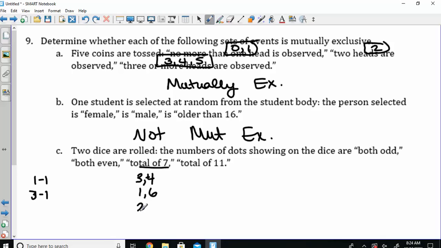3 and 4, 5 and 2. Are any of those both even or both odd? No. So we still don't have any overlap. Total of 11. What would add up to 11? 6 and 5. Do those also add up to 7? No. Are they both even or both odd? No. So this is mutually exclusive. You can't give me a combination that fits into 2 groups. Those groups are completely separate.